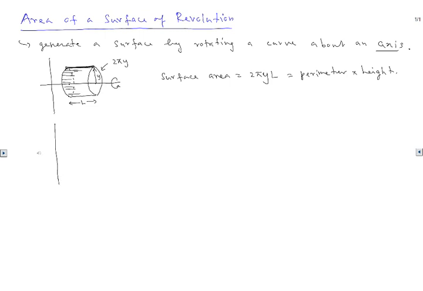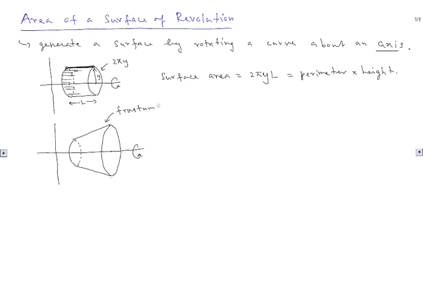Let's say you have a slant line like that, and you're going to rotate that about the x-axis. If you rotate a slant line, it's like a mirror image, going around like that. It's going to create a surface like this. This kind of surface has a special name. These surfaces are called a frustum.